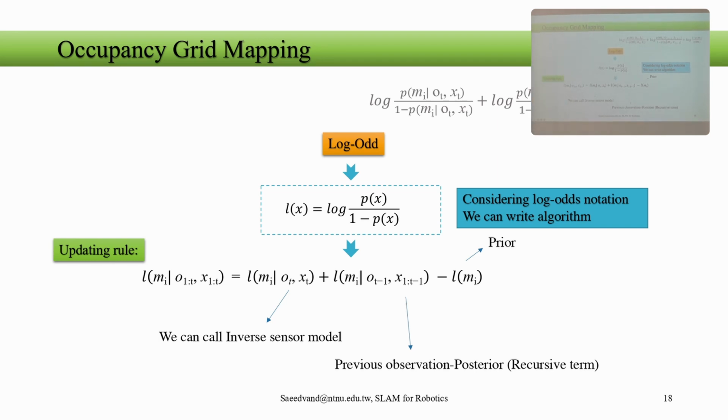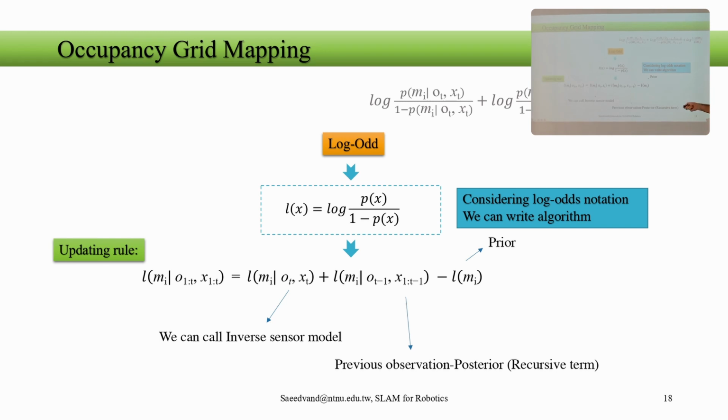As stated in many references for SLAM, this first term is called the inverse of the sensor model. Why the inverse of the sensor model? Because this comes from the observation and robot pose, based on which we want to construct the map that we have. So we call it the inverse model of the probability in log-odd form.